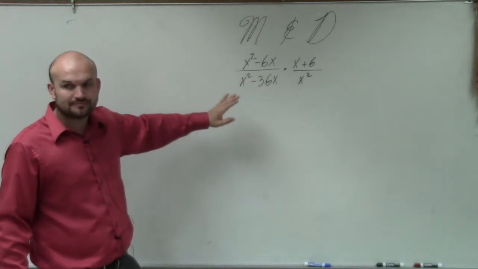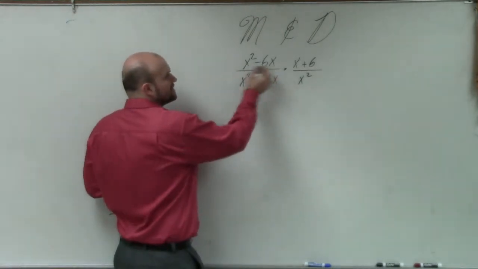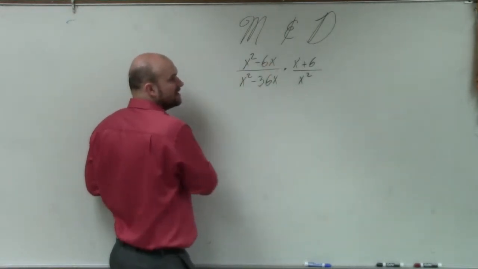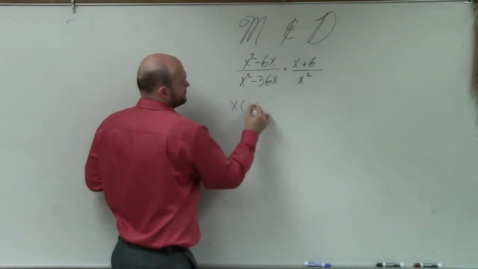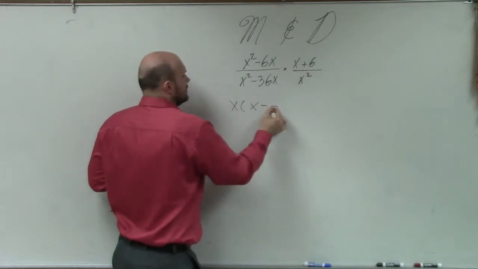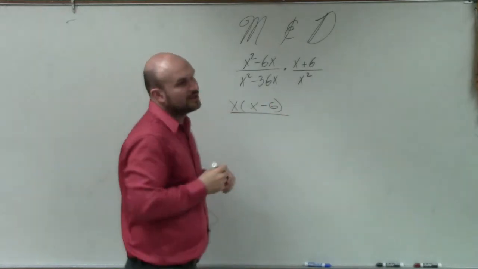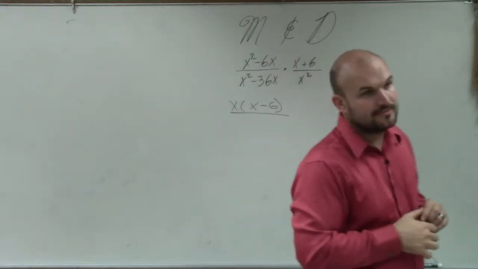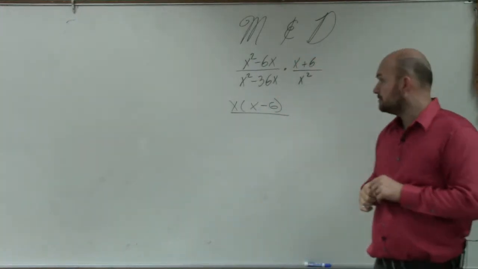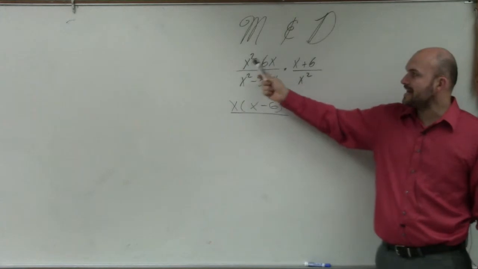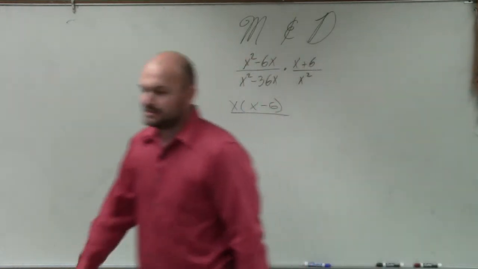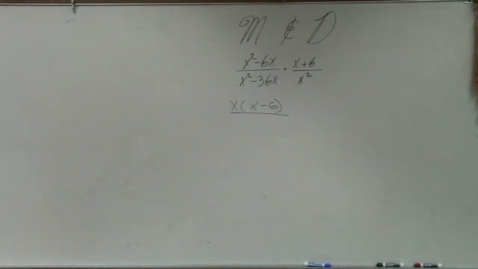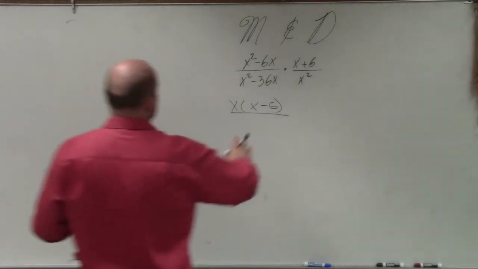All right, Stephen? So I'm going to start here in just the multiply component and say, all right, is there anything I can factor out of x squared minus 6x? Yeah, I can factor out an x. Then I go to x squared minus 36x. I factored an x out of x squared minus 6x. Okay? And actually, let me double check my problem that I chose. Sorry, that's a 36, not a 36x.